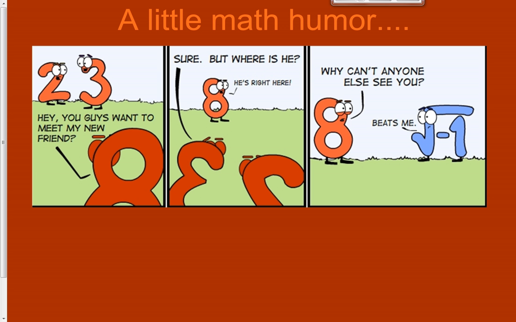I end with one more little math joke. The 2 and the 3 are together, and the 8 says to them, "Hey guys, do you want to meet my new friend?" And the 2 and the 3, they say, "Sure, but where is he?" And the 8 says, "He's right over here." And obviously, you can't see anybody right there. "Why can't anyone else see you?" And the square root of a negative 1 says, "Beats me." Get it? He has an imaginary friend. It's funny, right?